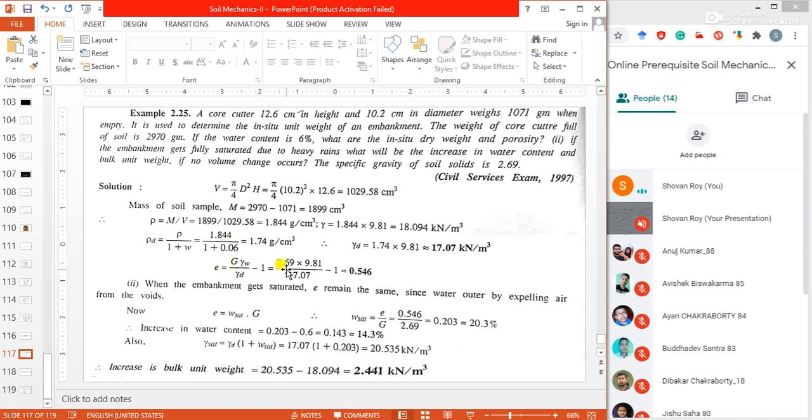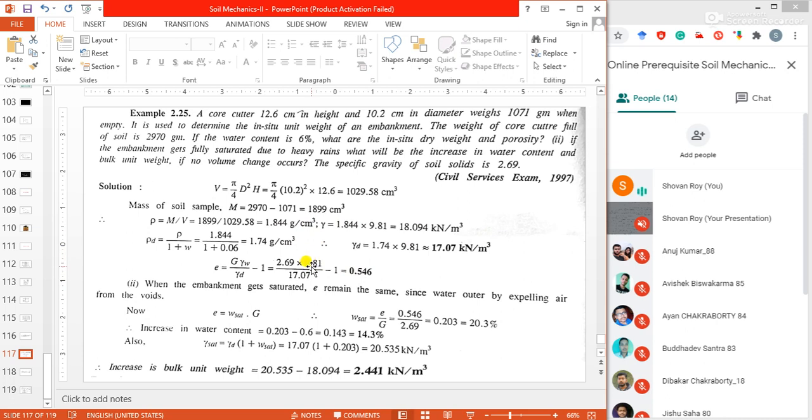G is the specific gravity, 2.69, already mentioned in the question. Gamma w is the unit weight of water. When the unit weight of water is in kilonewton per meter cube, you should take 9.81 or 10. But when it is density, you have to take density. Suppose the unit is gram per centimeter cube, then the density of the water would be 1.